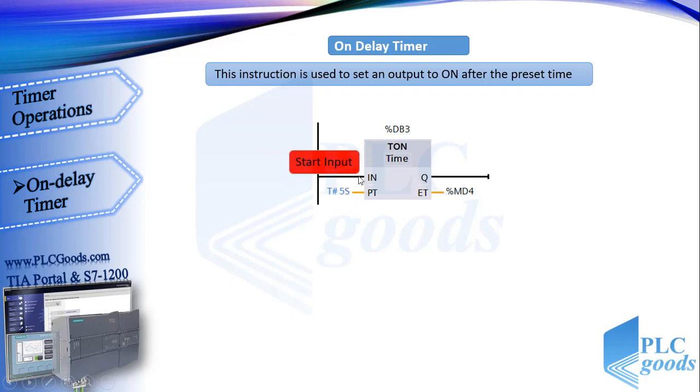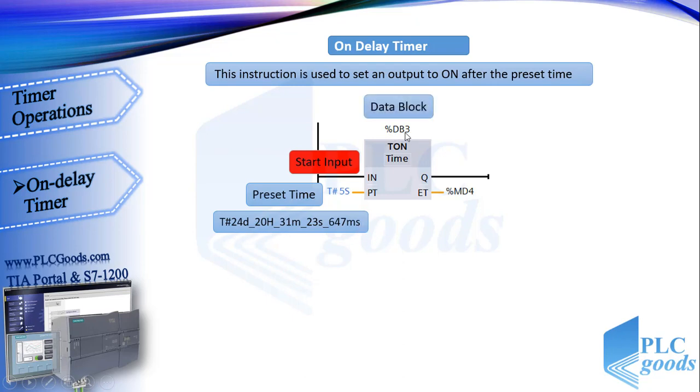This timer has two inputs which are start input and preset time. And this is the maximum time which can be entered, like the pulse timer. Also this timer needs a data block to work correctly, and has two outputs. Now let's see what this timer is and how it works in S7-1200.